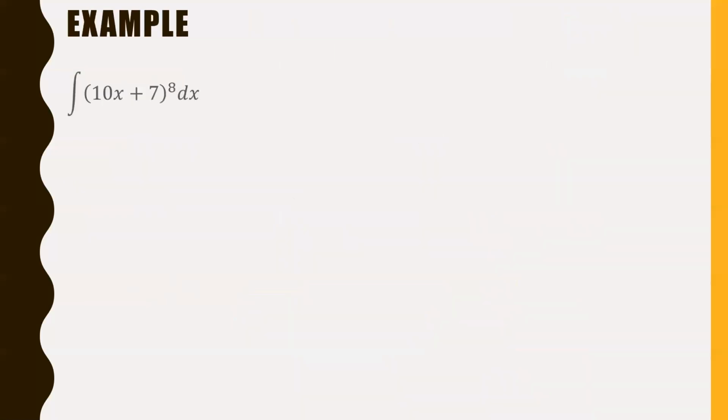So here we go. Here's an example of a nightmare case. I don't want you trying this one on your own. I'm going to try this one. I'll go through it with you just so you can see how this works. We've got the integral of 10x plus 7 in brackets, all to the power of 8 dx.